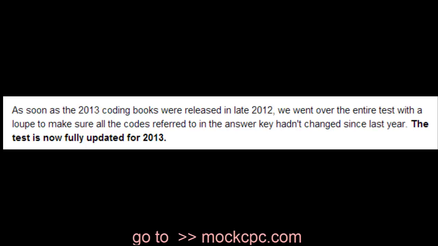As soon as the 2013 coding books were released in late 2012, we went over the entire test with a loupe to make sure all the codes referred to in the answer key hadn't changed since last year. The test is now fully updated for 2013.